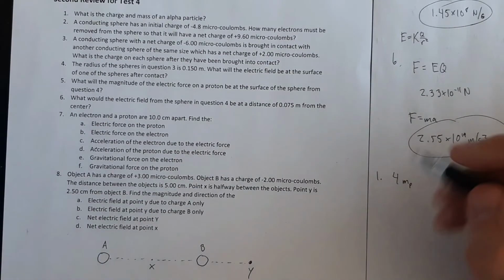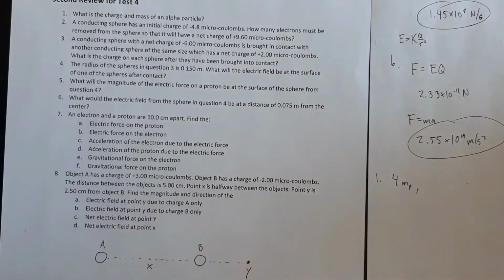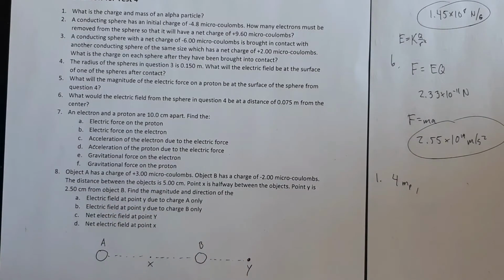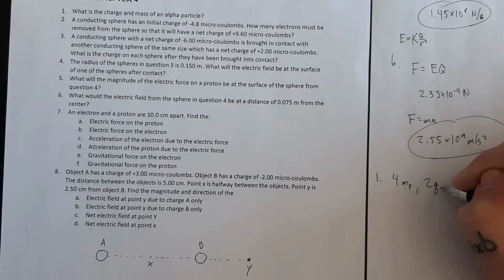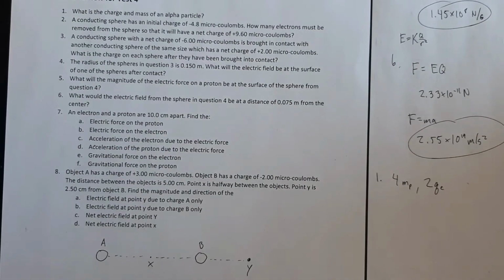And there's its mass. Charge-wise, neutrons don't have any charge, so it just has the charge of the 2 protons, each of which have the elementary charge. So it's going to be 2 times the elementary charge. Okay?